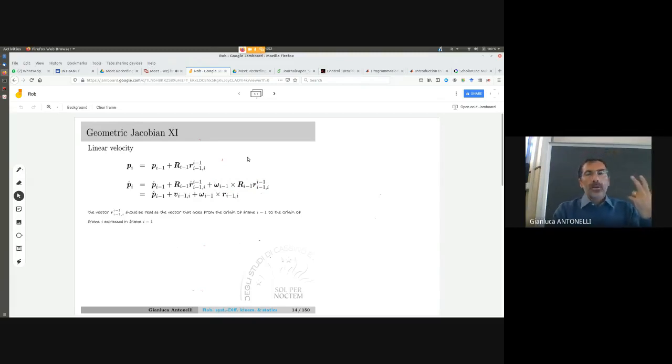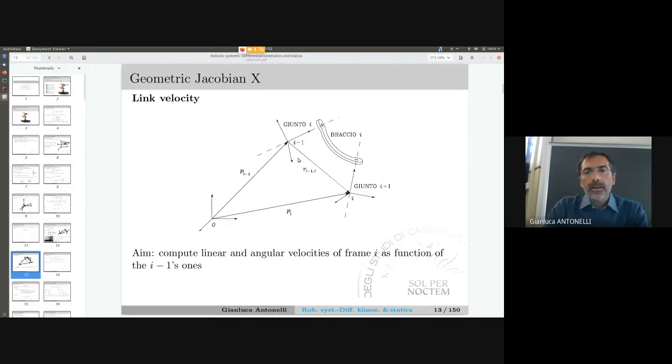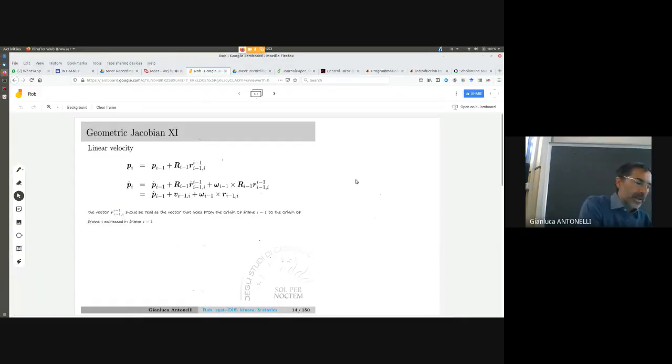Okay, the three terms are given by the velocities of this point here, plus the relative velocities, plus the contribution of the angular velocity that gives a tangent contribution, plus this one. Okay? So conceptually, it is the same.